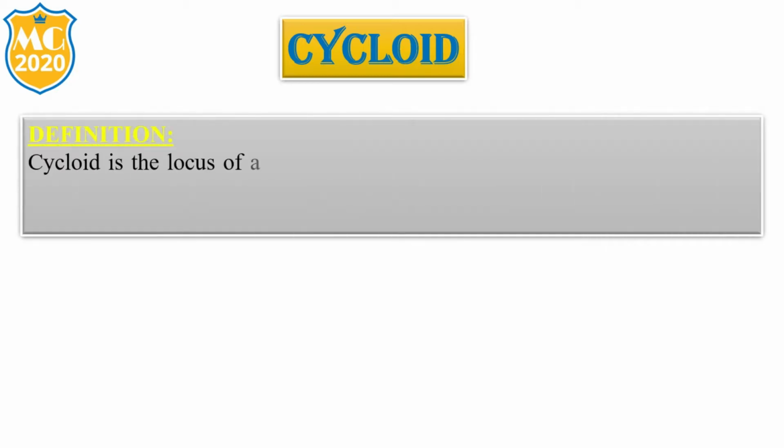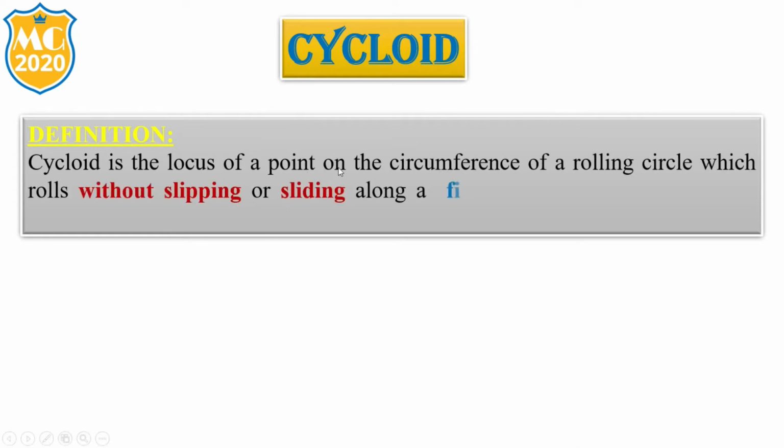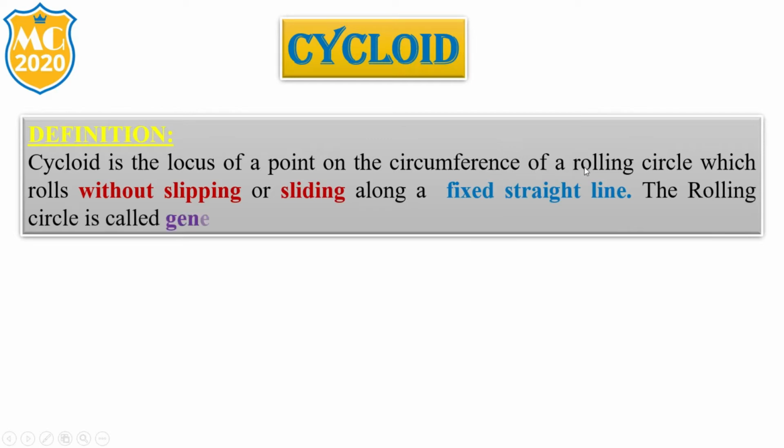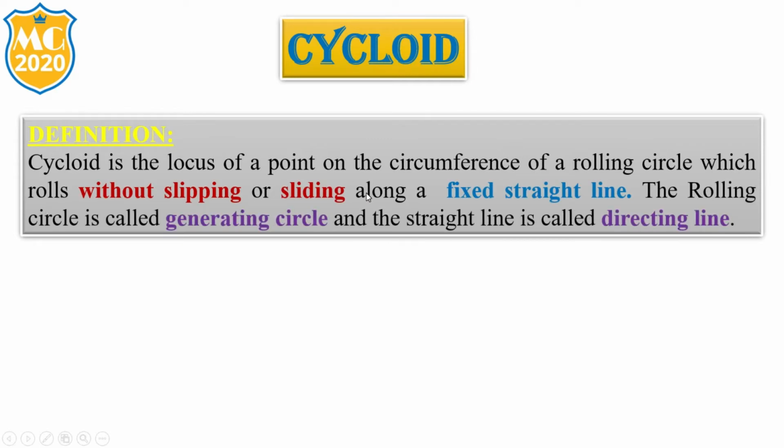Now in this video we discuss the cycloid. First we understand the definition of cycloid. Cycloid is the locus of a point on the circumference of a rolling circle which rolls without slipping or sliding along a fixed straight line. A rolling circle is called the generating circle and the straight line is called the directing line.